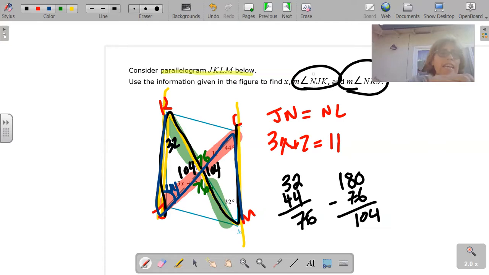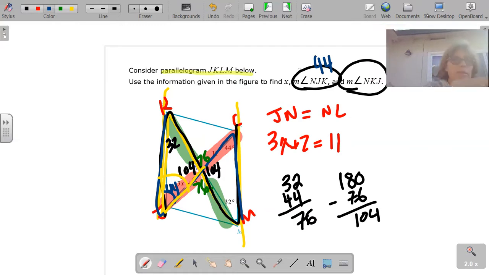So it asks for NJK. NJK, you already have that. It's 44. That's why I recommend you just find all the angles, because if you just find all the angles, picking off the particular ones is very easy. And NKJ. NKJ, that's the 32.